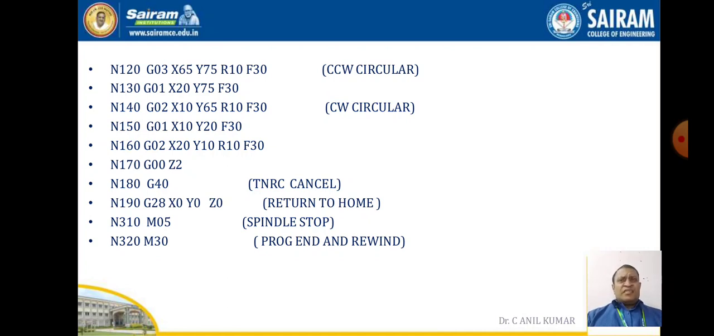In the line N170, G00 and Z2, where the tool is moving up, and N180, G40, the nose radius compensation cancel, and in the case of the N190 line, G28 X0 Y0, which is nothing but return to the home point or the fixed point, and N200 M05 the spindle stop, as well as N210 M30 where the program ends and is rewound.